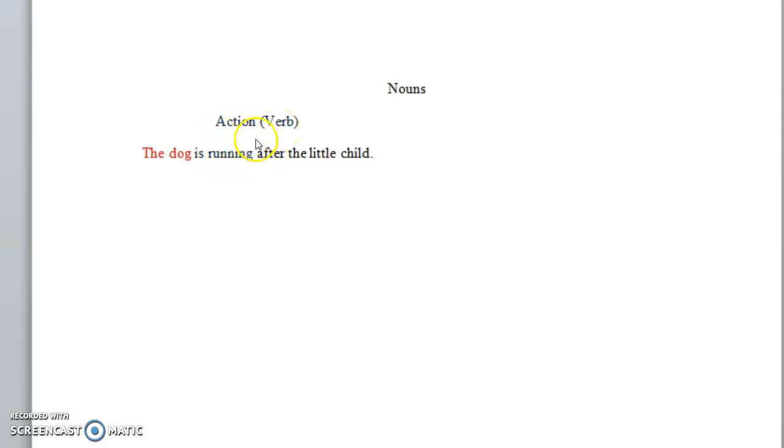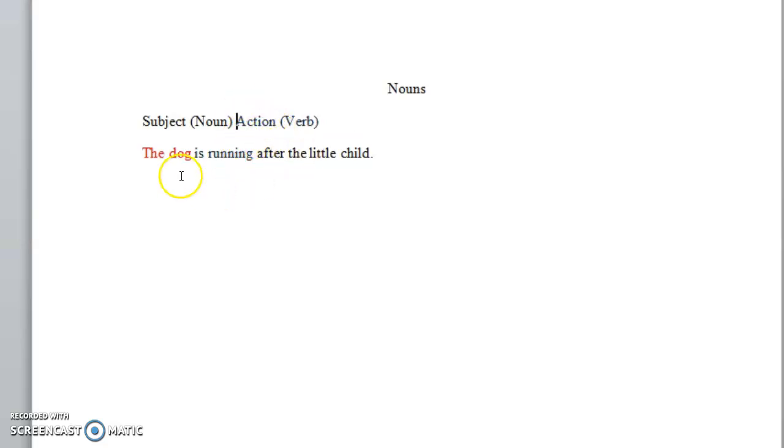So, is running, it's not the noun, it's the action, which means it's the verb, like walk, talk, run, sleep, study. Okay. Who is running? Who is doing the action? It's the dog. So the dog here is the subject, and the subject is always a noun. Okay? So we have subject, which is the noun, it's the dog. Action, it is running, so it's the verb.